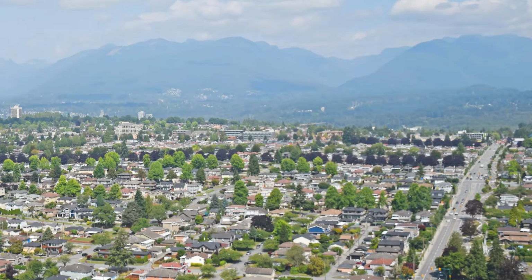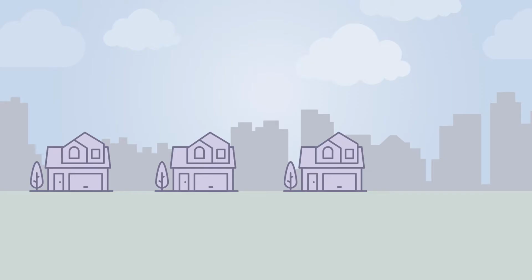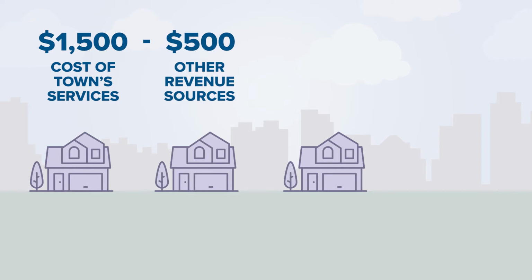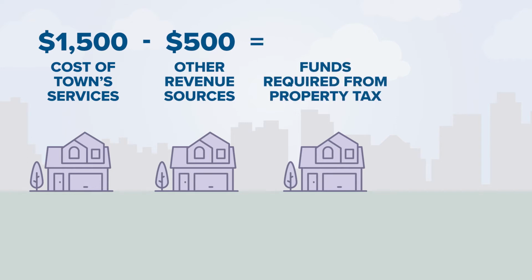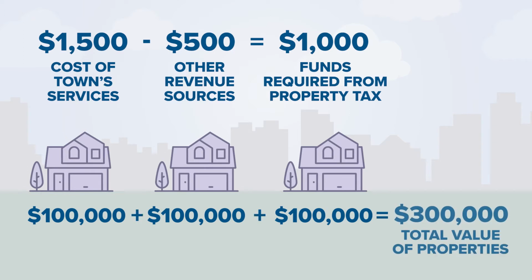or assessed at. Let's take a look at what happens when the assessment values of homes change from year to year. Imagine there's a town that only has 3 homes. The total cost to provide the town services is $1,500. $500 will be funded from other revenue sources, so the net funding from property taxation required is $1,000. Each of the homes is valued at $100,000. So the total value of all the homes in the town is $300,000.